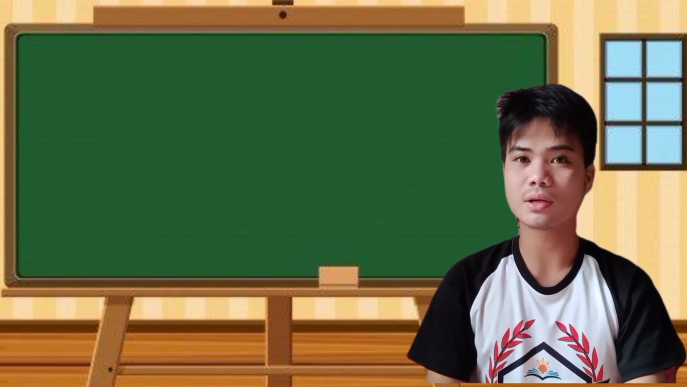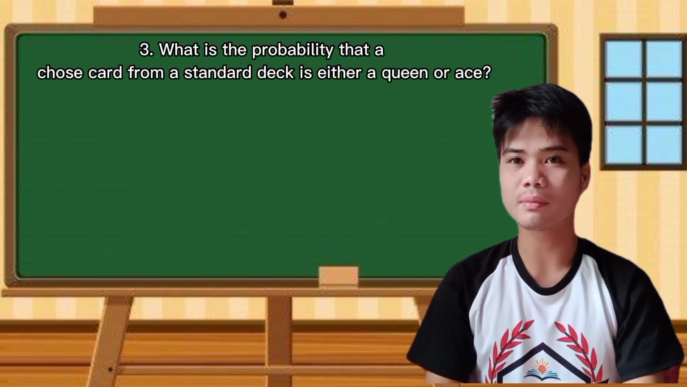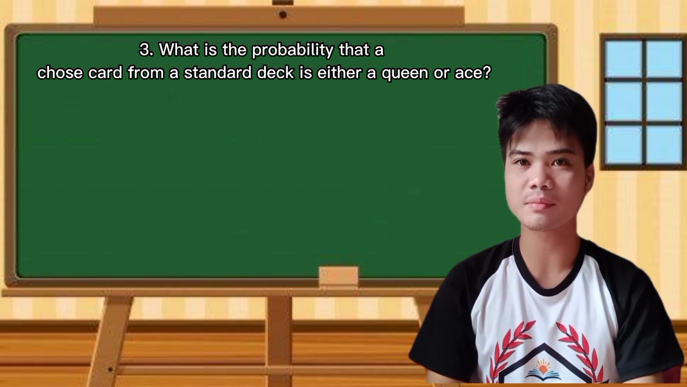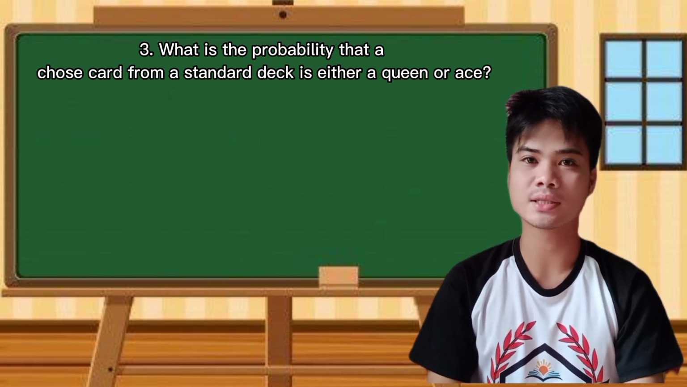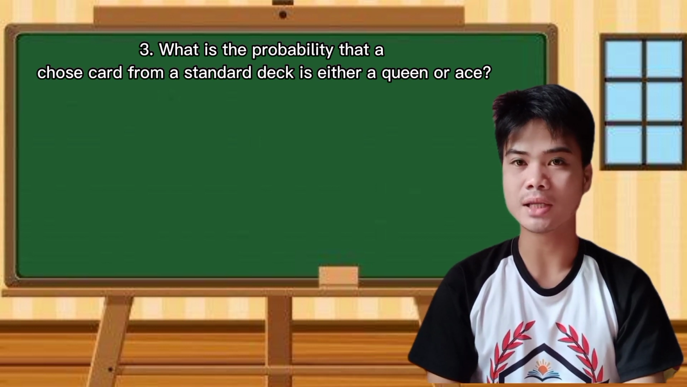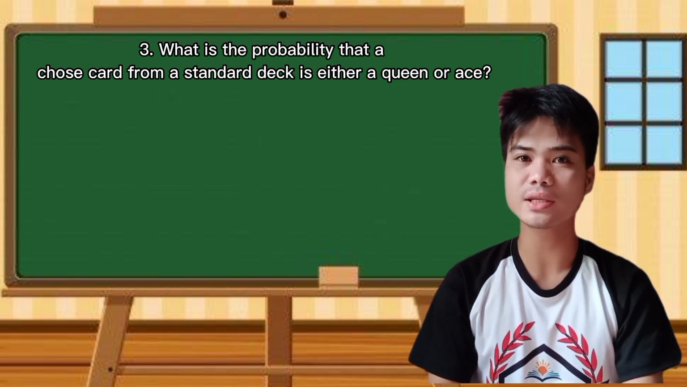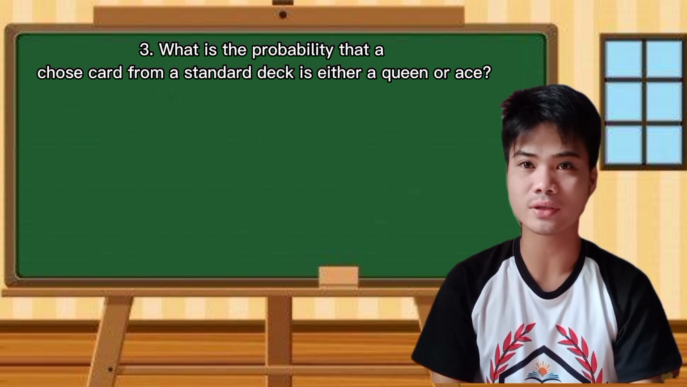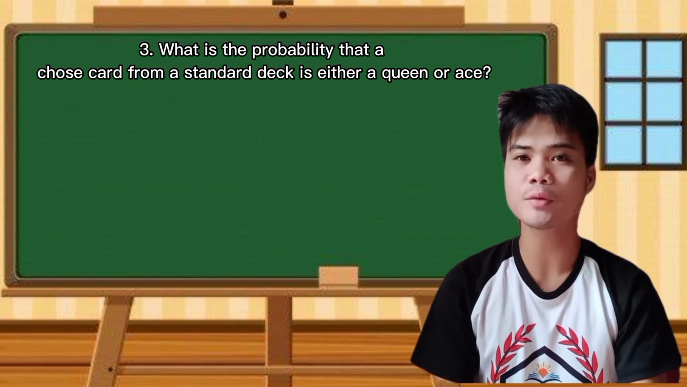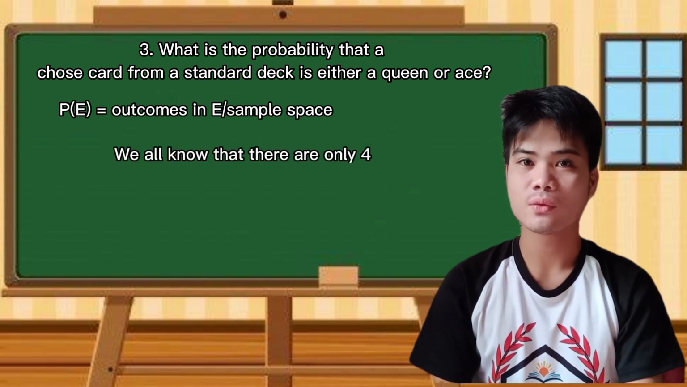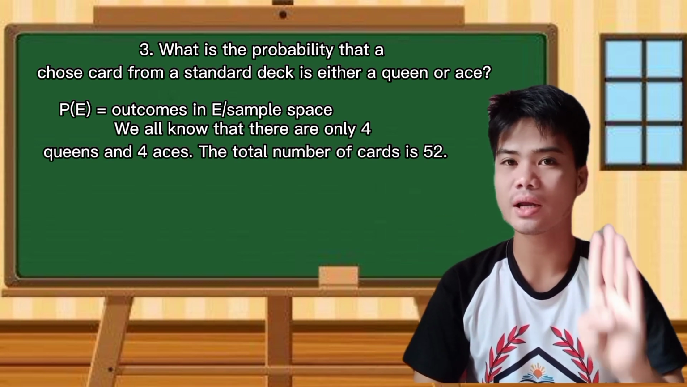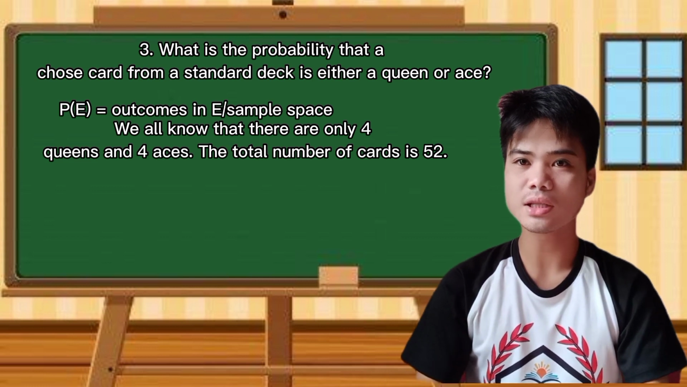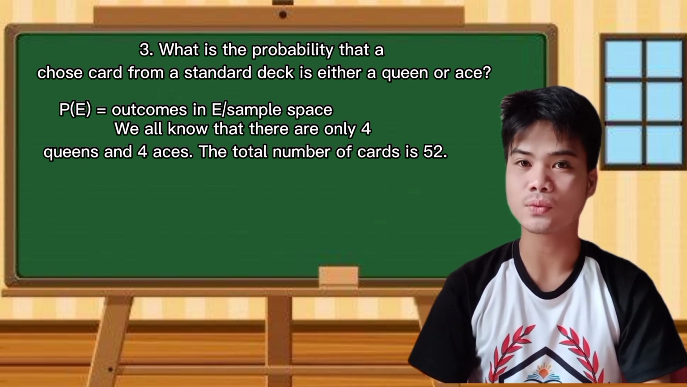And now let's go to number 3. What is the probability that a chosen card from a standard deck is either a queen or an ace? In this problem, since we're going to find the probability, of course, we have to use the formula for probability. We all know that there are only 4 queens and 4 aces. The total number of cards is 52.